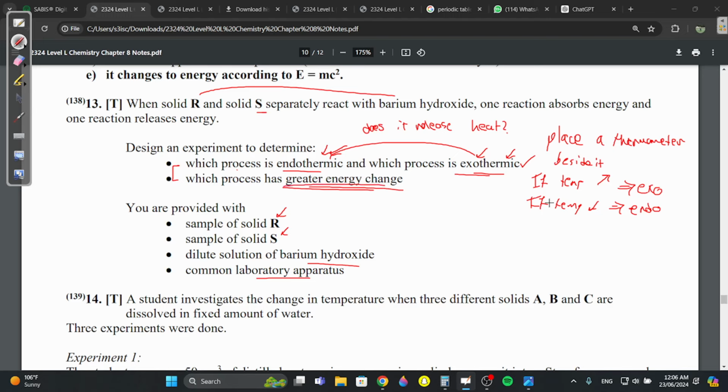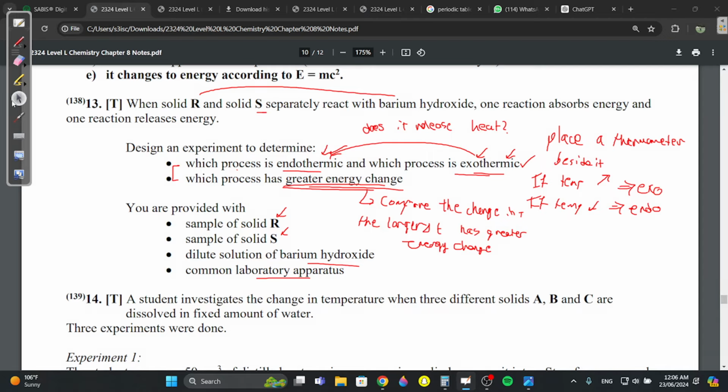Which process has greater energy change? How do you think you would calculate which one has greater energy change? You would say compare. How do we test? The energy released, we compare the change in temperature. The one that had a larger change in temperature, the larger delta T, has greater energy change.